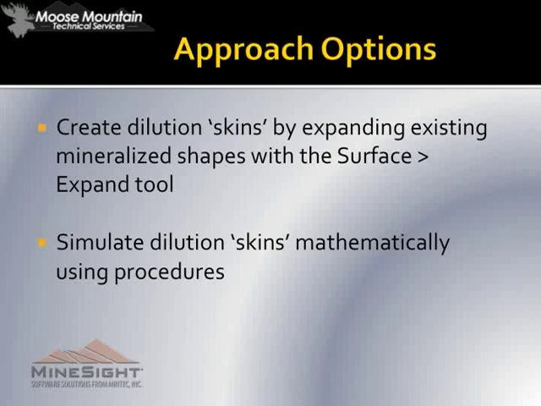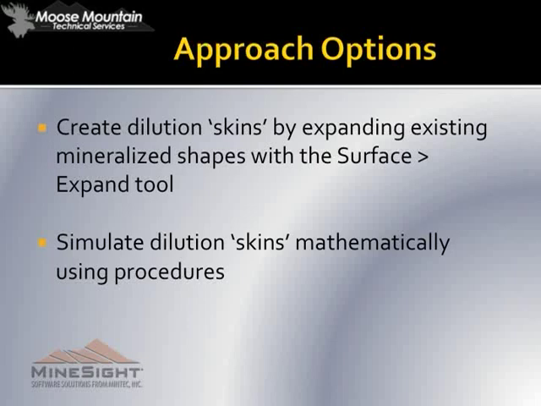Okay, we had a couple of options to address the external dilution on this project. One would be to create dilution skins by expanding existing mineralized shapes with the surface expand tool. I tried that on a couple of the simpler shapes, and it worked well. But we also realized that in the disseminated region, we were going to be dealing with a lot of holes in that structure. So the solids we would have had to create by saving grade shells and then expanding those.